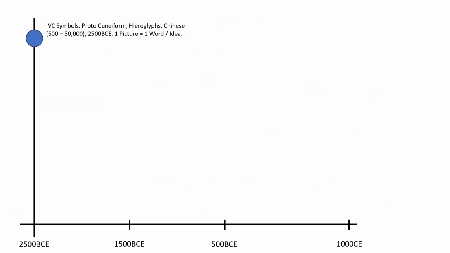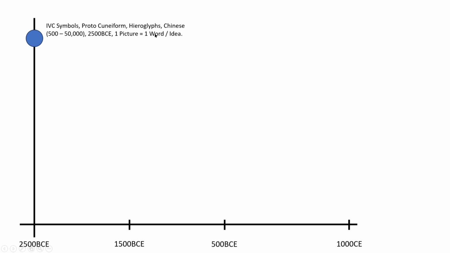So overall, if we have to see it in a single, somewhat kind of graph, at the very oldest, around 2500 BC, there were only these kind of pictographs or ideograms kind of language. So they had one picture for one word or idea.